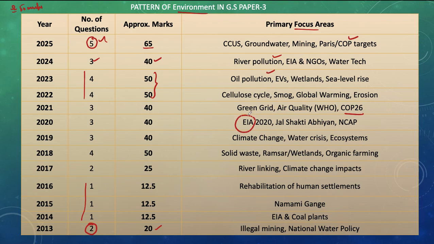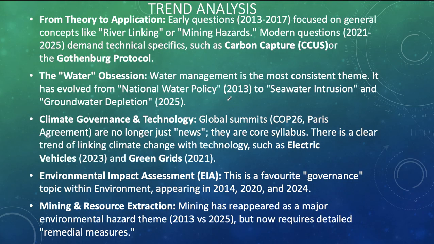And with respect to environmental impact assessment, have clear notes and diagrammatic notes ready, students, to present your answer. Coming to the trend analysis, earlier they were focusing on general concepts like livestock ranking and mining hazards, but nowadays if you see, they are more into technological aspects of environmental pollution. So what technology plays a major role in environment, you need to update it, and also the various protocols.